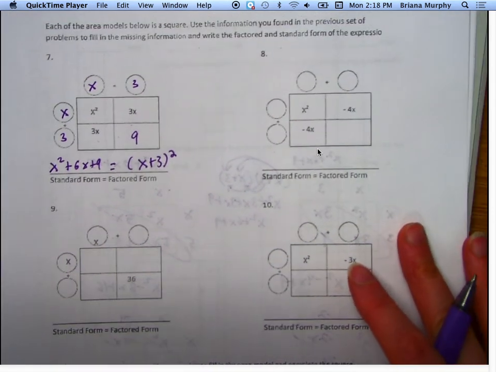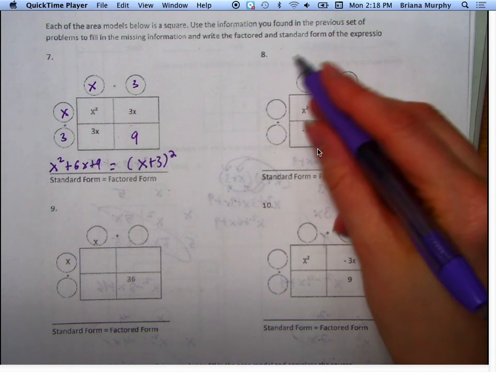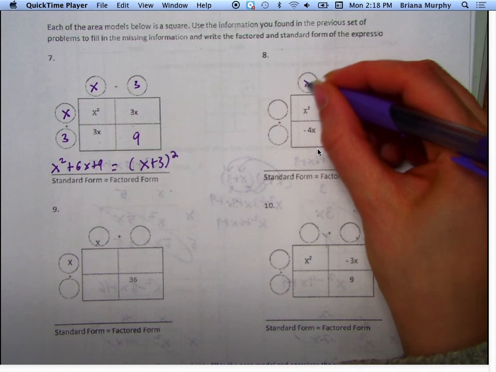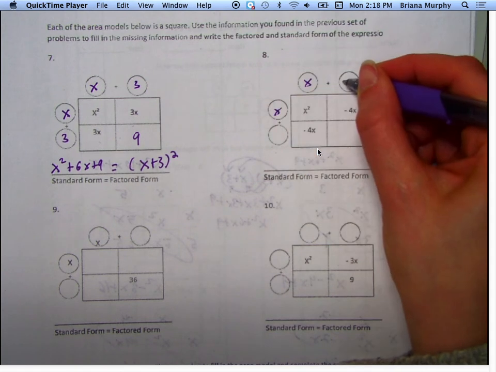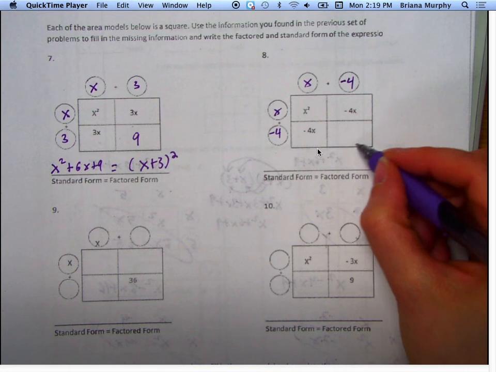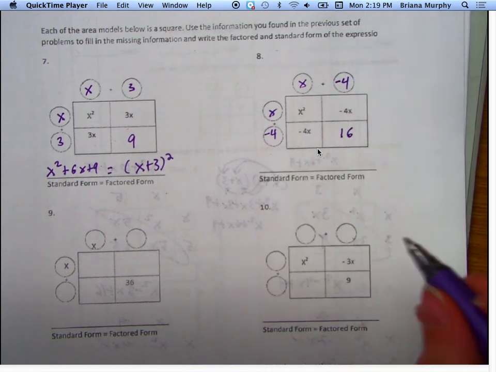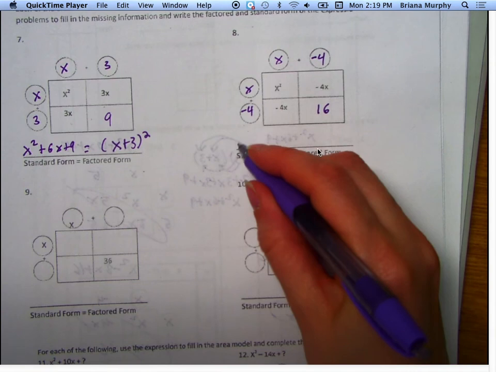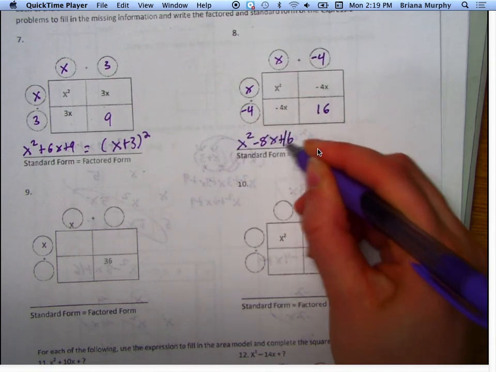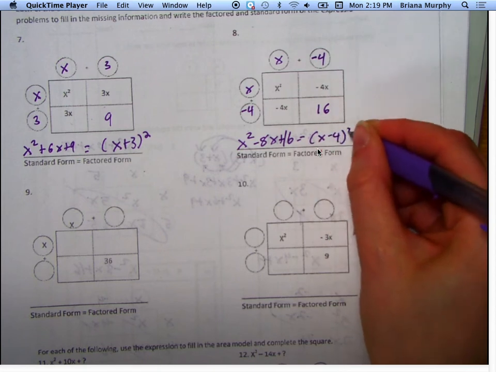Okay, let's look right here at 8. What would have to go on the outside in the bubbles, in the circles? And so what would be in this last box right here? So my standard form would be what, guys? X squared minus 8x plus 16. And what would my factored form be? X minus 4 squared. Good.